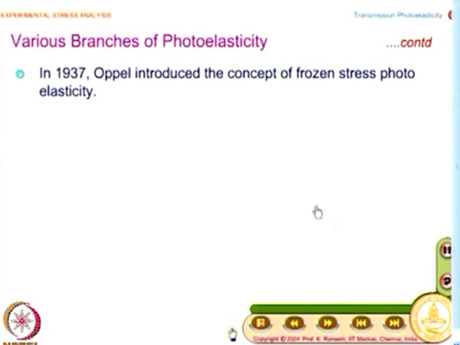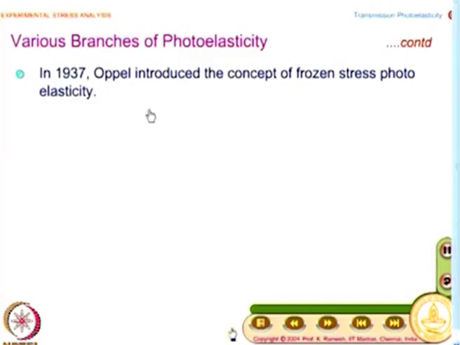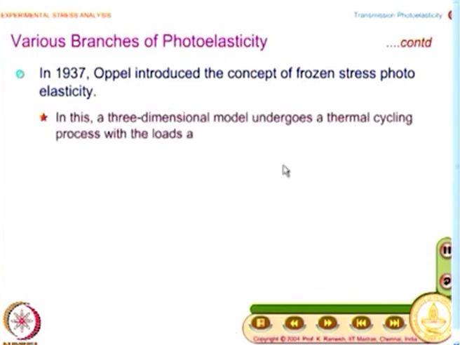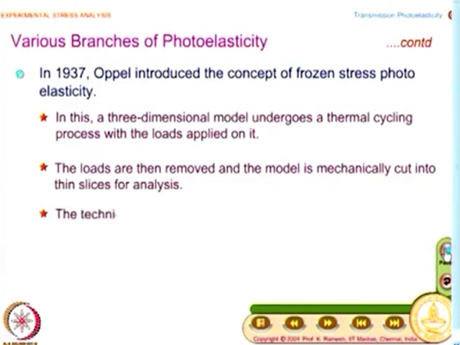And you have another development which is very significant, introduced in 1937 by Opel in Germany. He introduced the concept of frozen stress photoelasticity, and this was definitely a boon. See, what you find is many of the 3-dimensional problems in the 1930s, when they wanted to establish the design practices, they needed to find out the stresses developed on 3-dimensional components, and the concept of frozen stress photoelasticity has helped in analyzing models.